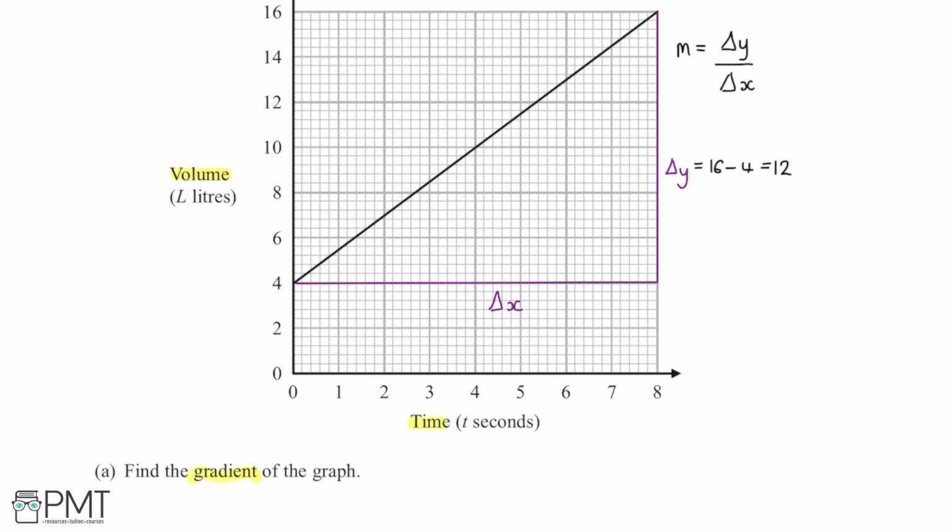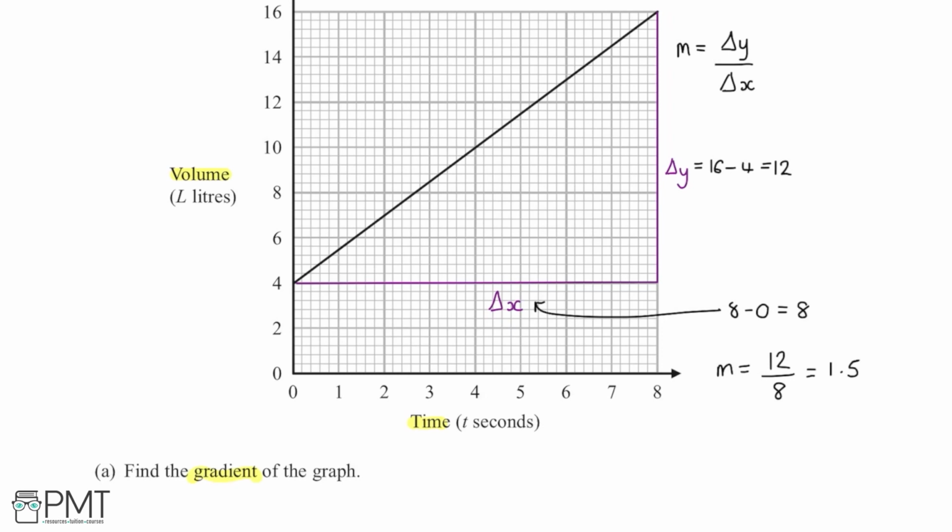And then similarly for the change in x value, x at this furthest point is 8, and then x at this point here is going to be 0. So we have 8 minus 0 is equal to 8. So m is equal to change in y over change in x. So we have 12 divided by 8, and that gives us an answer of 1.5.